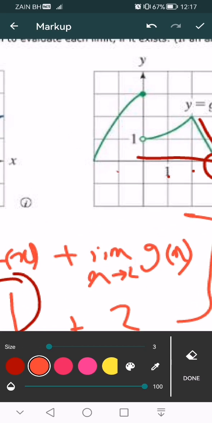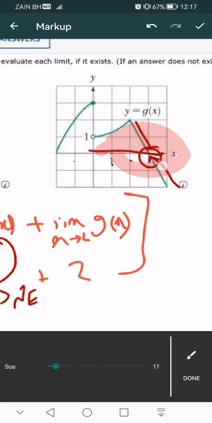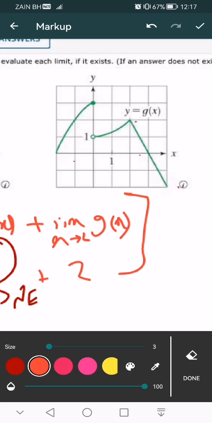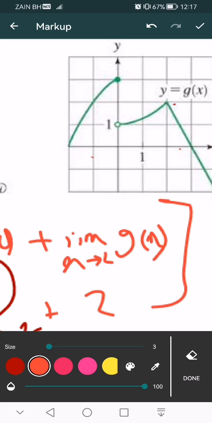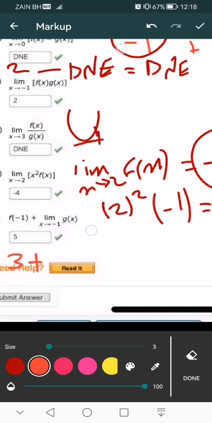First of all, where is this one? At minus 1, I have to put the line like this. So here minus 1, here minus 1. So what is the value at minus 1? It is 2, from the graph. So here I have to add 3 plus 2, which is equal to 5.